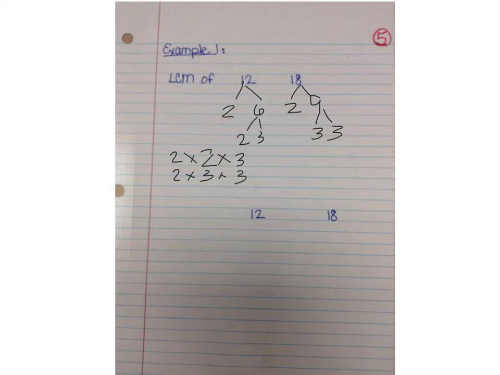Okay, the ones that are in common are right here. So we'll list that one time only. And the 3's, we'll list that one time only. Okay, so we're going to write it out here. 2 times 2 times 3 times 3 equals 144. So that's the LCM of 12 and 18.